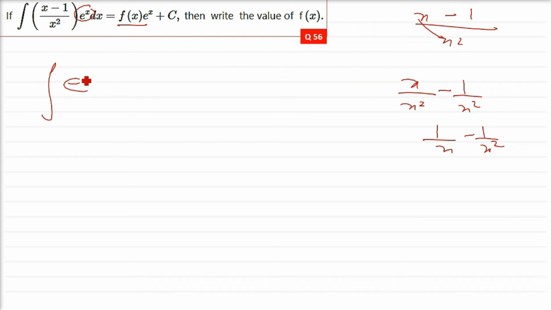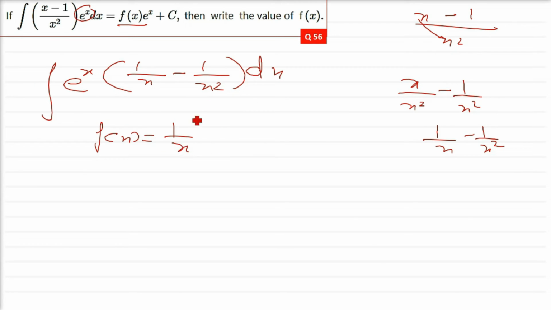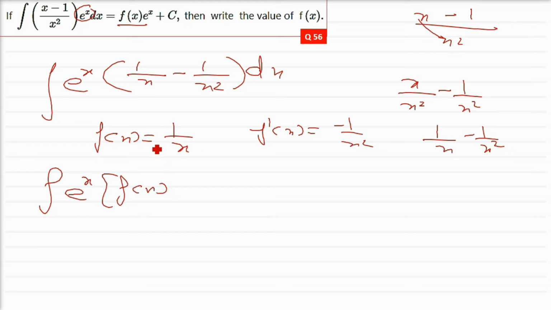We have done a question like this in this exercise only. So e raised x is already there. 1 by x minus 1 by x square is just a form of writing (x minus 1) divided by x square. Now you see that e raised x is already there. And f(x), if you consider it to be 1 by x, are you getting f dash x as the second term? Yes. f dash x is negative 1 by x square. So this integration can be written as e raised x into f(x) plus f dash x, and this is equal to f(x) e raised x.